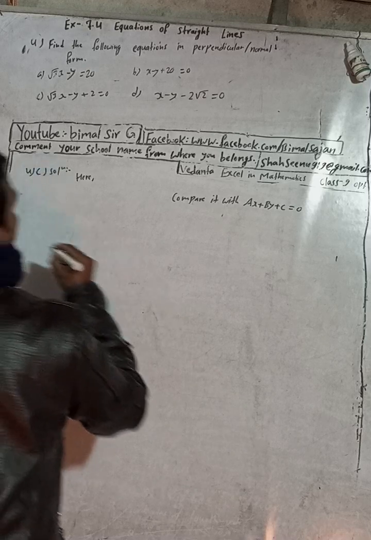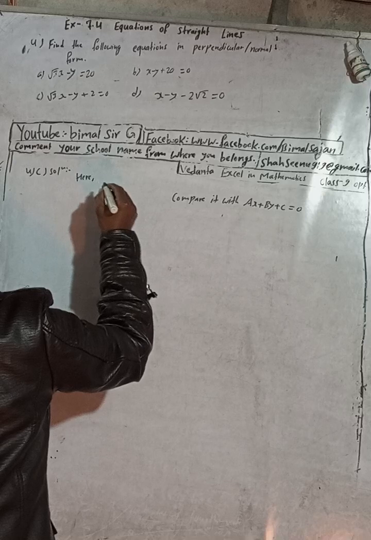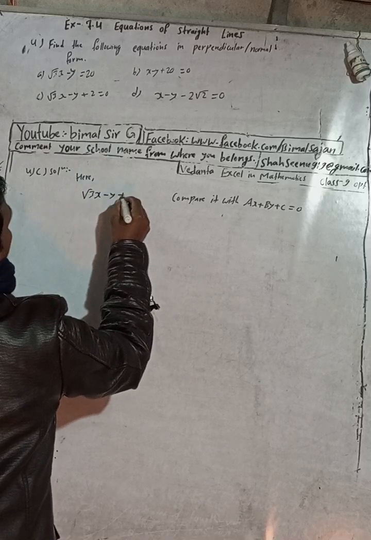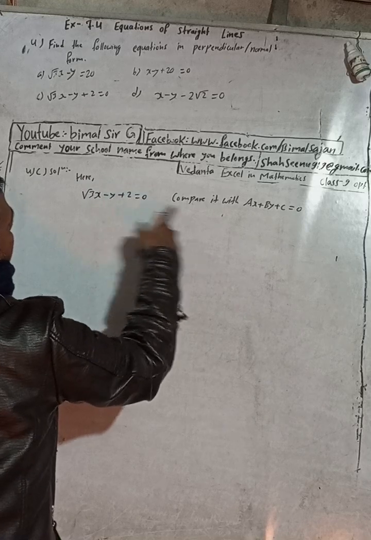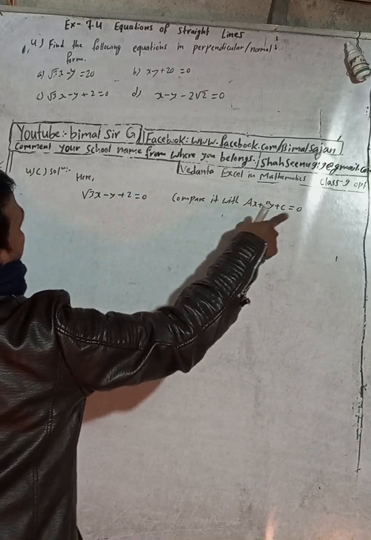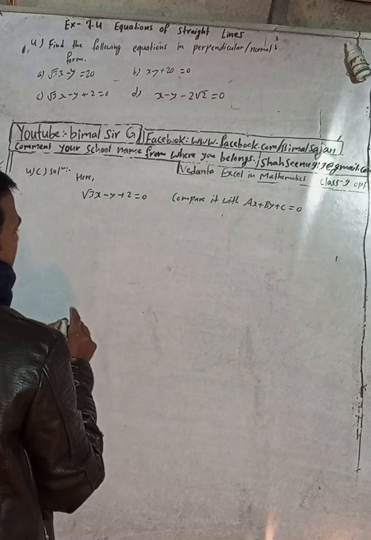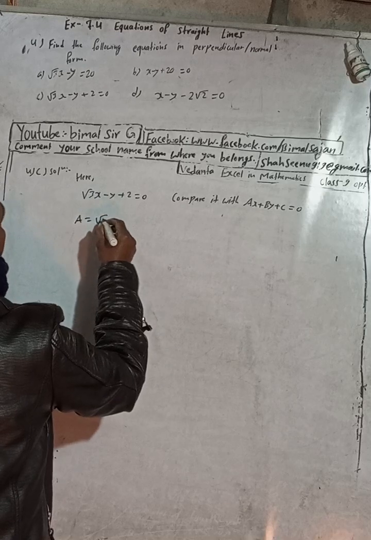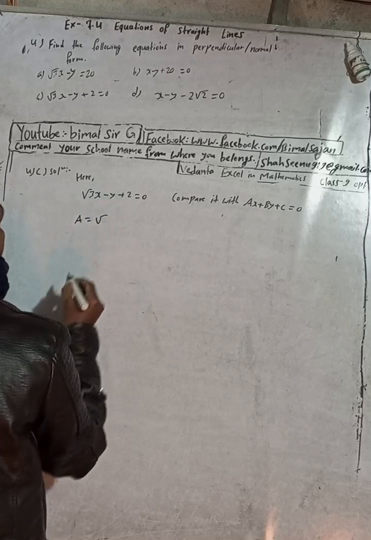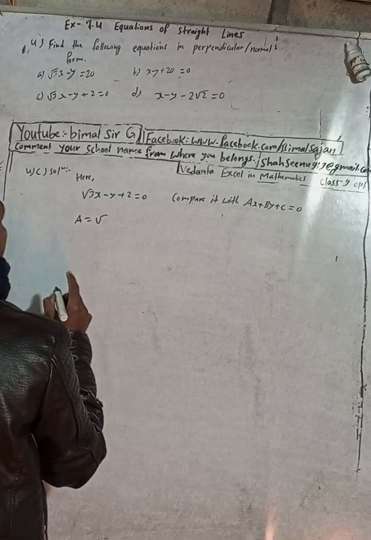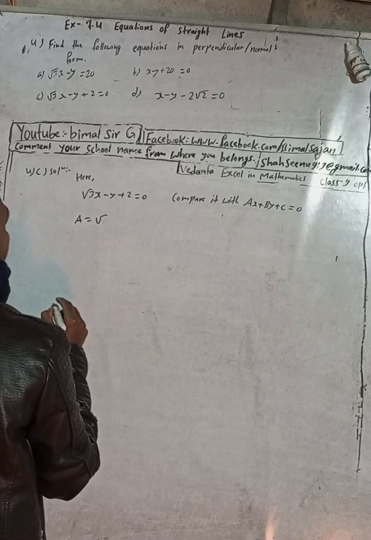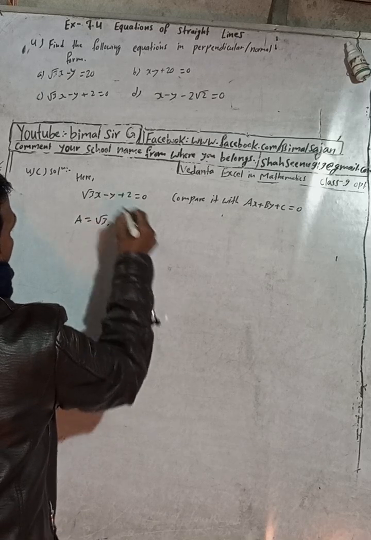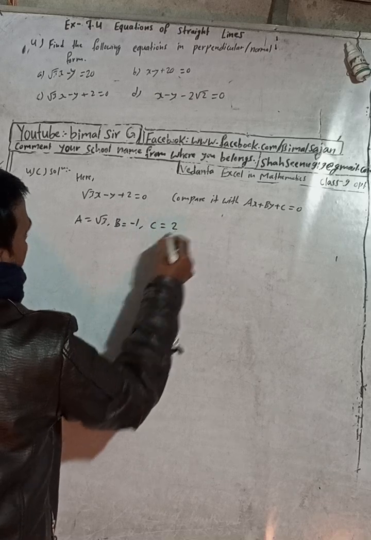Here is our equation again: root 3x minus y plus 2 is equal to 0. Compare this equation with ax plus by plus c is equal to 0. When you compare, we get a is equal to root 3, b is equal to minus 1, and c is equal to plus 2.